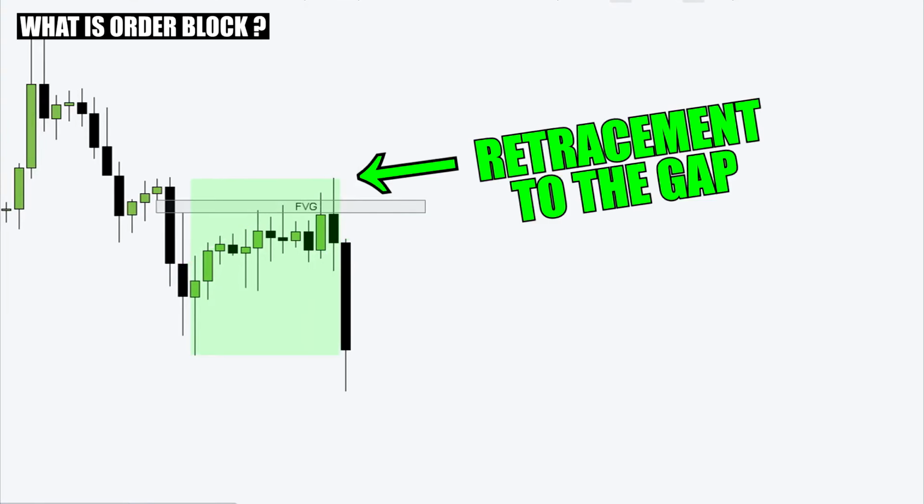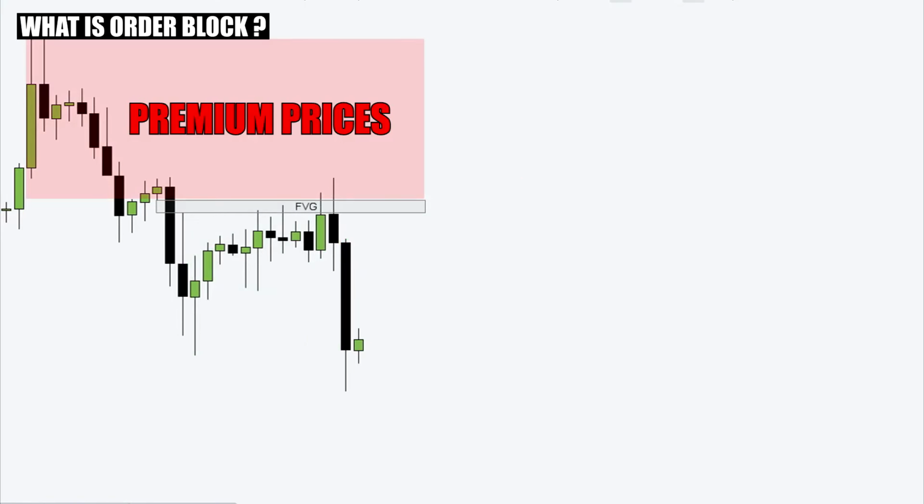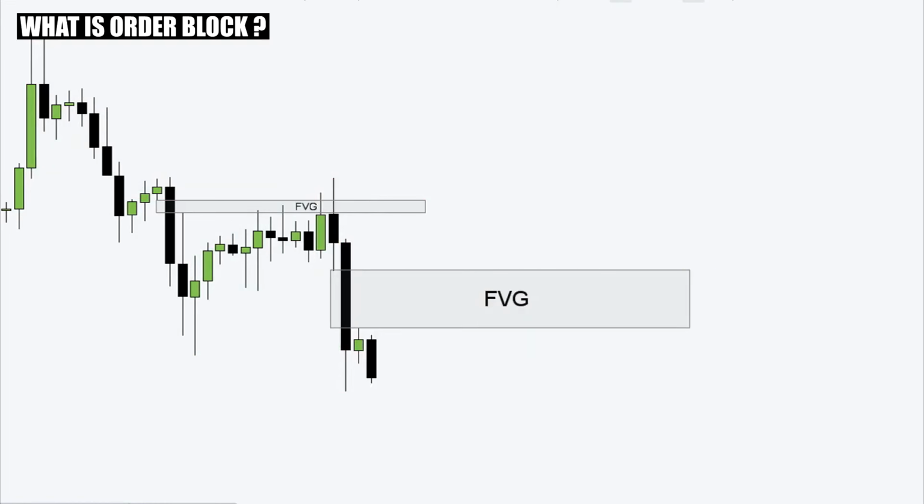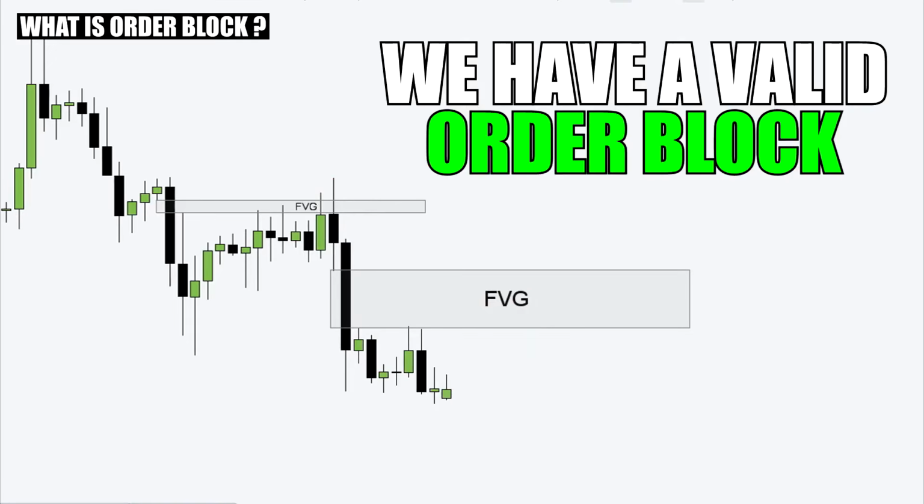This retracement into the gap sets up the ideal environment. We've tapped into a premium area and formed a temporary upward move, only to continue dropping afterward. Now, as price continues lower and creates a new fair value gap within the same downward impulse, or leg, we officially have the ingredients for an order block.